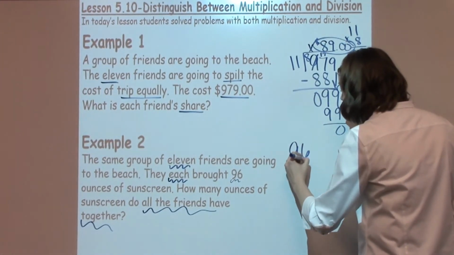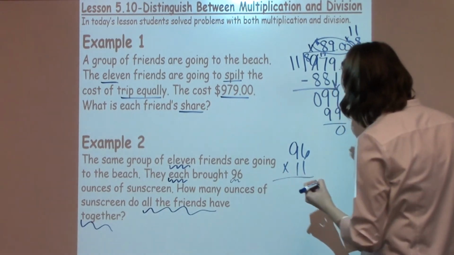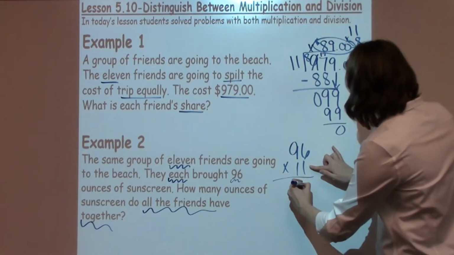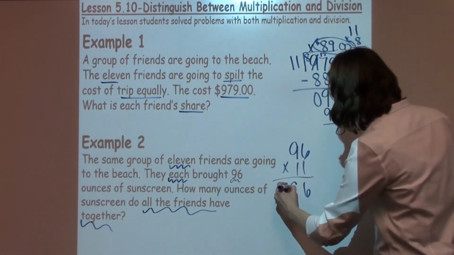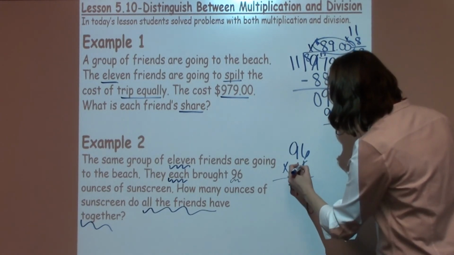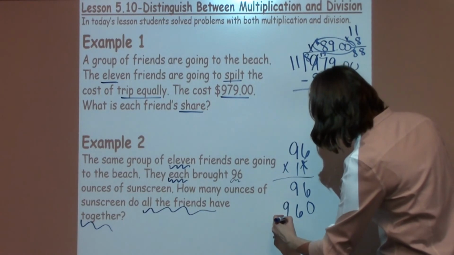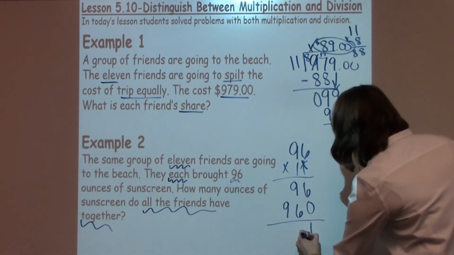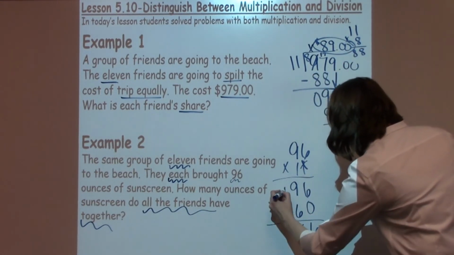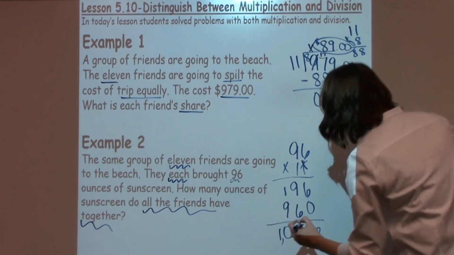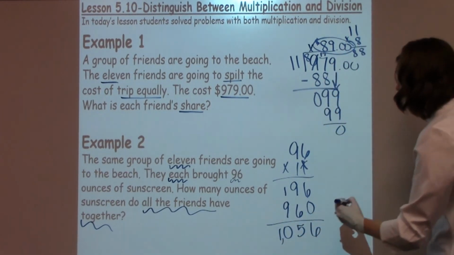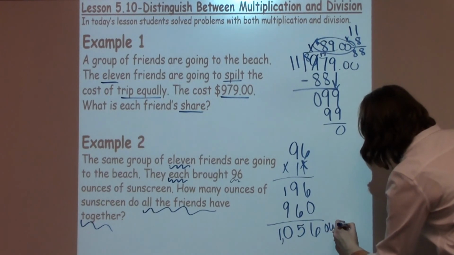1 times 6 is 6. 9 times 1 is 9. Put my 0 down. 6 times 1 is 6. 9 times 1 is 9. When I add these together, I get 1,056 ounces of sunscreen.